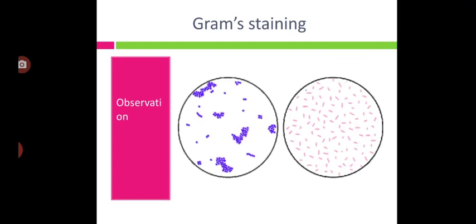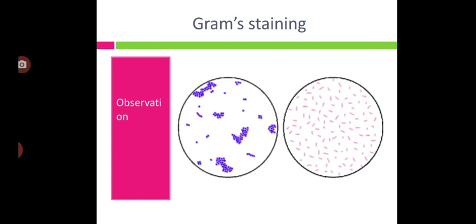When observing under the microscope, what is seen? Here 2 types of bacteria will be seen: gram-positive bacteria and gram-negative bacteria. Gram-positive bacteria will appear violet in color, while gram-negative bacteria will appear red or pink in color. And not only the differentiation of gram-positive and gram-negative bacteria, but based on their shape, they can also be described as either cocci or bacilli.